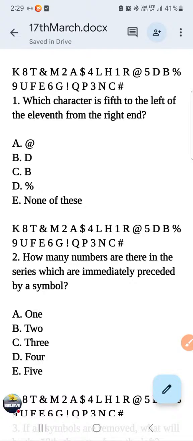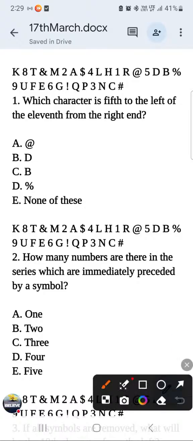Questions in reasoning. Okay, so let's start with the first question, which is an alphanumeric series question. So first, there is a series here. So we are going to solve these questions.